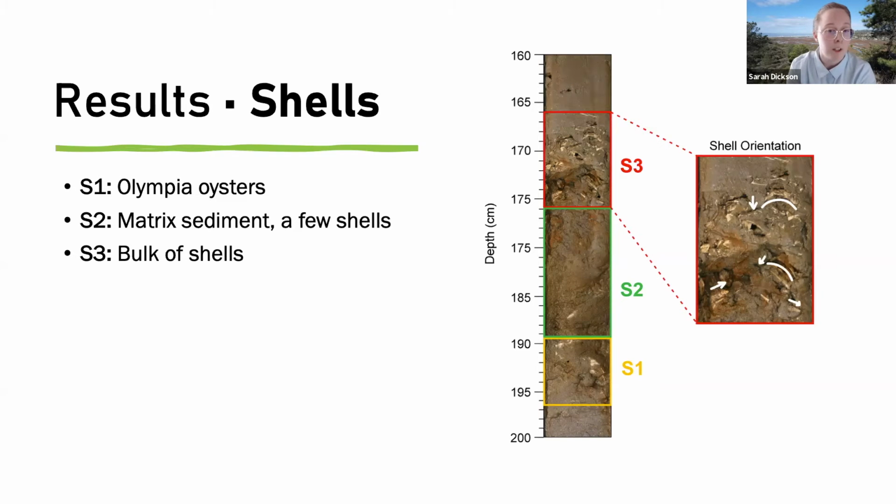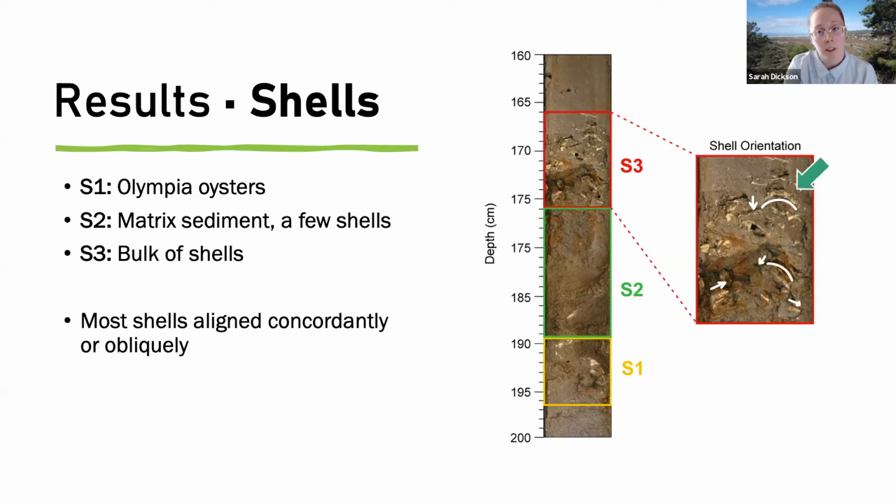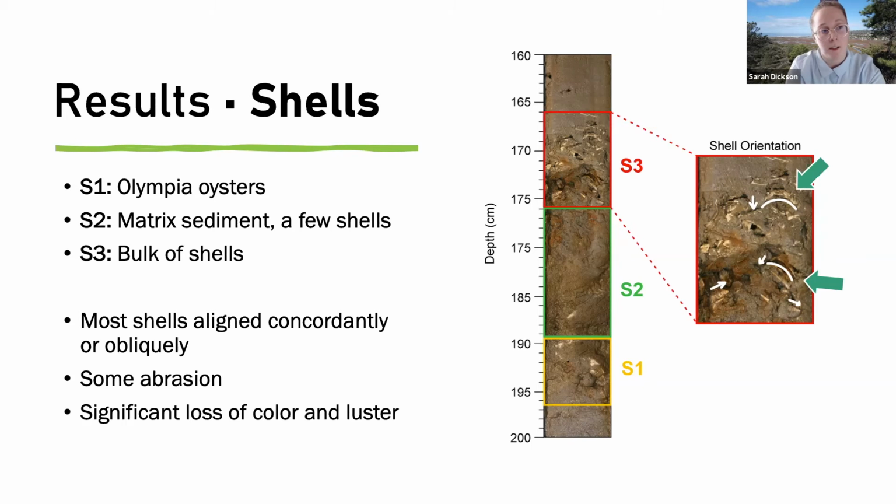In addition to breakage, we also looked at the orientation of the shells. All visible shells were either oriented concordantly, which means that they're either parallel or subparallel to the bedding surface, or obliquely, which means they're at an intermediate angle to the bedding surface. Some of the shells in section 3 also exhibited some loose stacking in a concave downward direction. And again, most shells experienced some abrasion and a significant loss of color or luster.